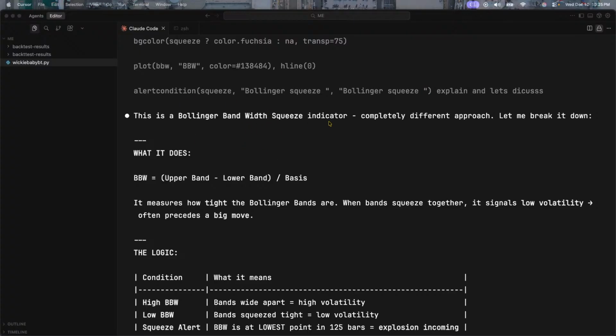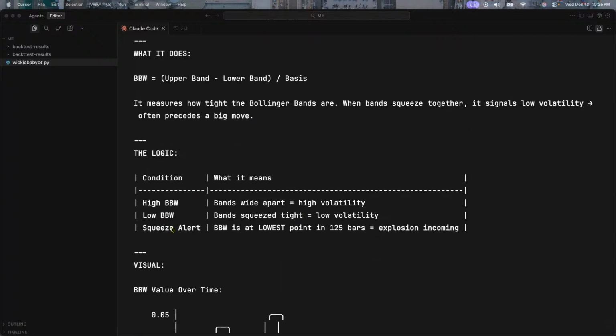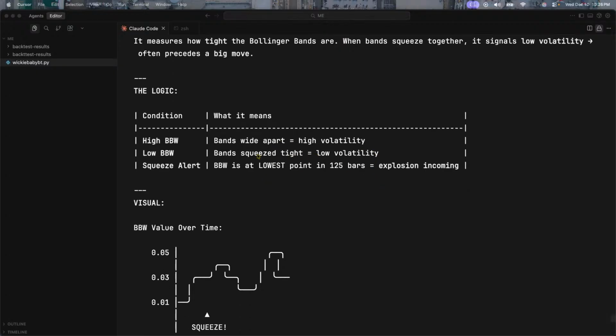Okay, so how this works. This is a Bollinger Bands with a squeeze indicator, a completely different approach. Let's break it down. So the Bollinger Bands width, right? It measures how tight the Bollinger Bands are. When the bands squeeze together, it signals low volatility and often precedes a big move. A high BBW, the bands are wide apart, equals high volatility. Low BBW, the bands are squeezed tight, and then low volatility. Squeeze alert: the BBW is at its lowest point in 125 bars, which equals the explosion is coming.